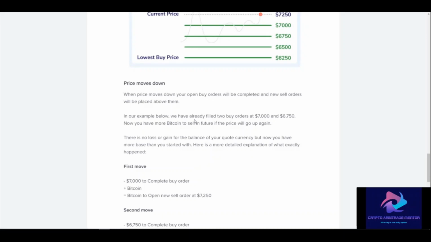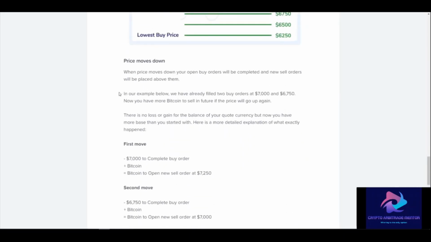Imagine the example again, with the 7,000 here, and the price goes to 6,750. Now you have more bitcoins to sell in the future if the price goes up again. There is no loss or gain for the balance of your quote currency, but now you have more base currency than you started with. Here's a more detailed explanation of what exactly happens.